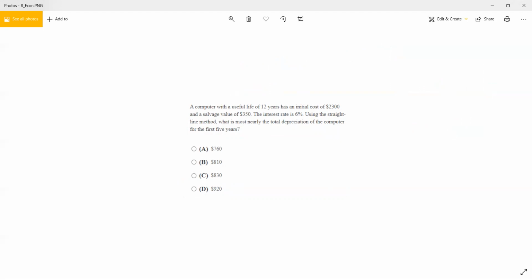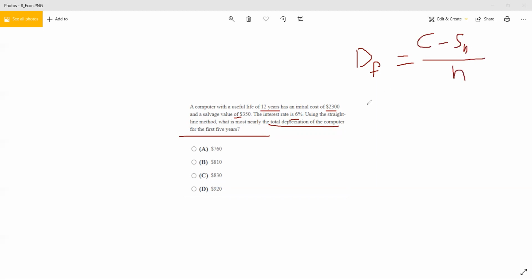This is going to be some non-MACRS depreciation. 12 years, initial cost, salvage value, interest rate. What is the total depreciation of the computer for the first 5 years? Anybody remember the depreciation formula? Not the MACRS one. Well, if you look up straight line method, it's cost minus salvage over the number of years. Yep, we have the cost minus the salvage over years. So this will give us a depreciation that happens in 1 year. Since it's straight line, this is the depreciation for 1 year.